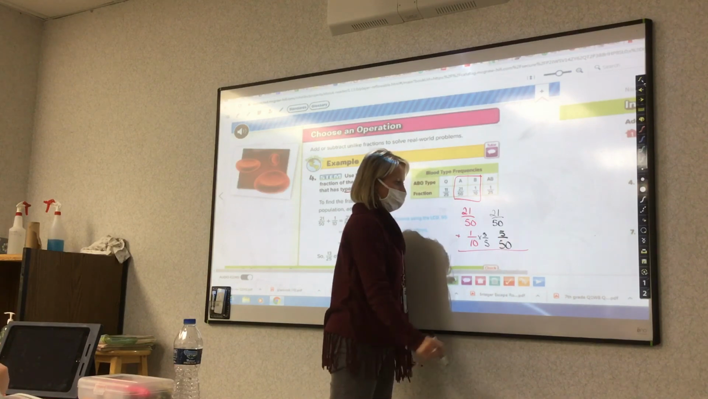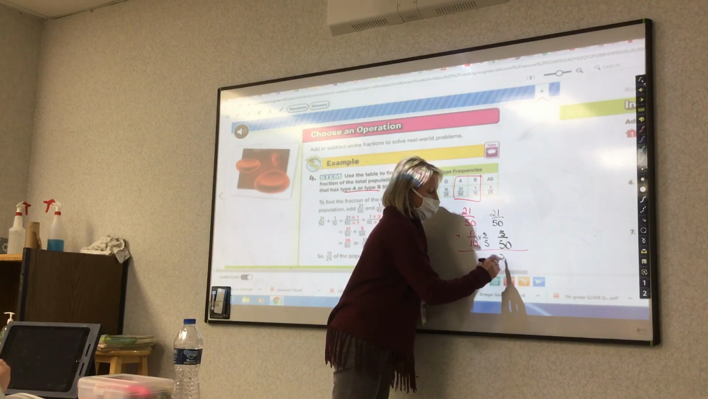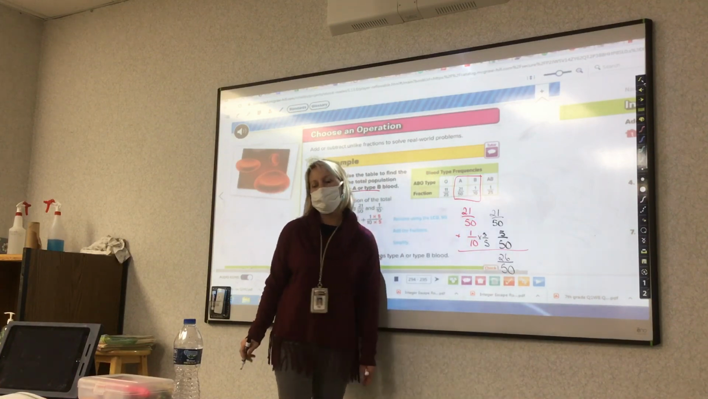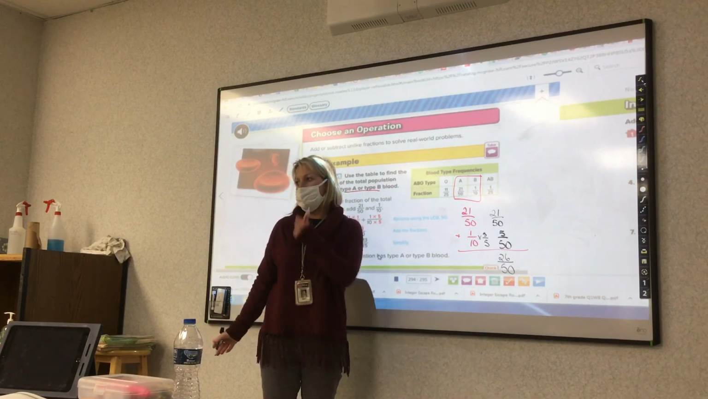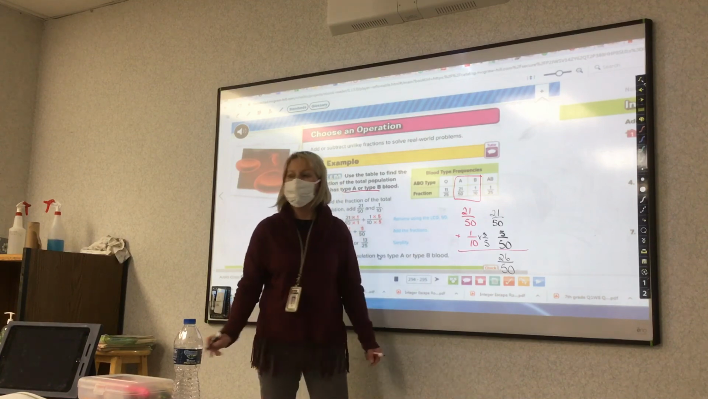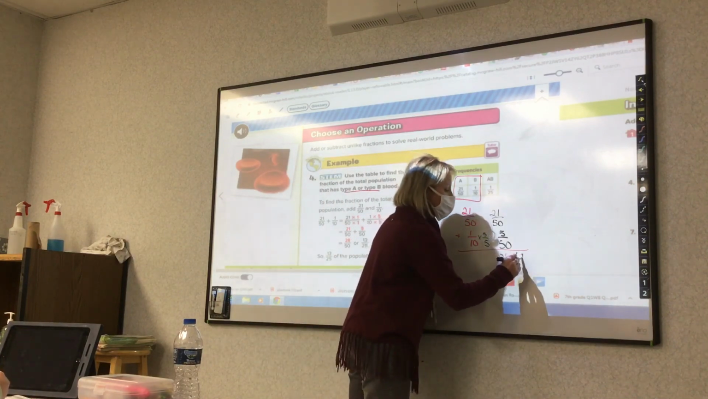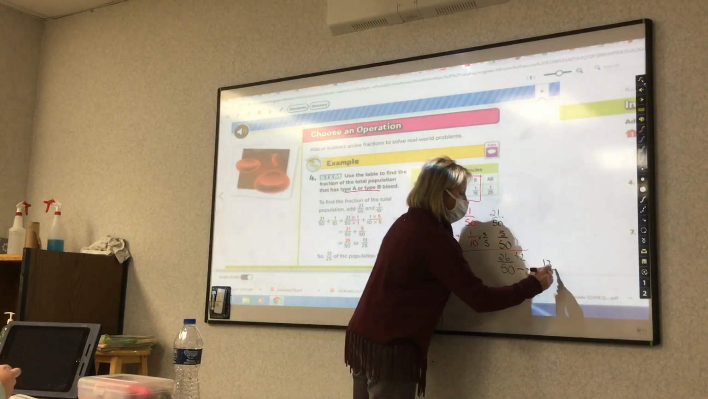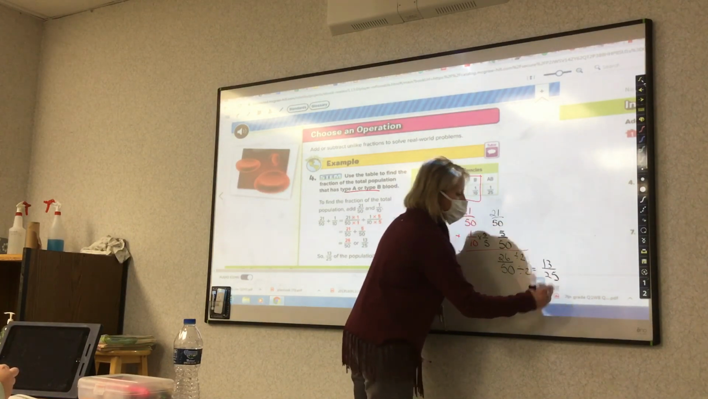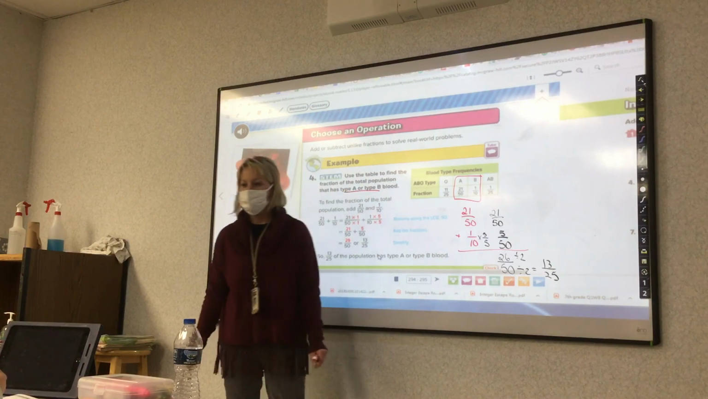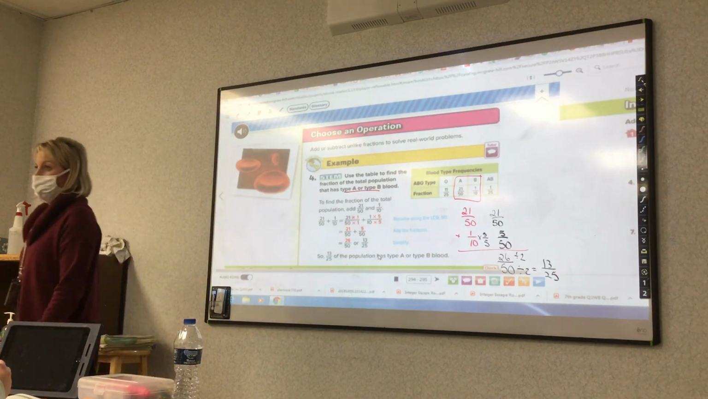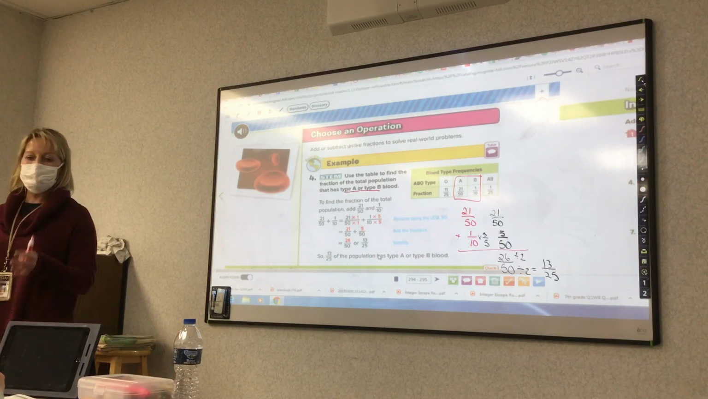5/50. I'm just adding, so 21 plus 5 is 26 over 50. Now, when I reduce, I already looked, hey, they're even numbers, so what can I reduce them by? 2. Show me what you reduced by. So now I have 13/25. Can I reduce that any further? No. Always ask yourself, can I divide it any more?